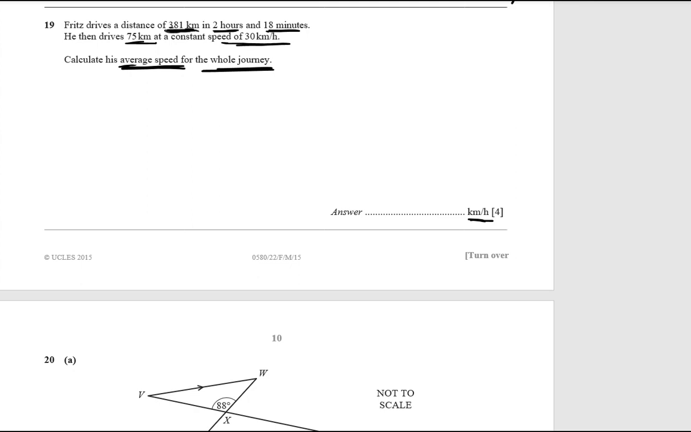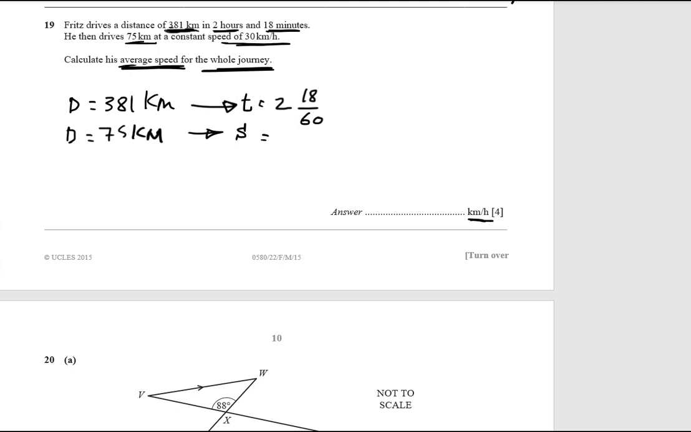So let us start to answer this question. Now, he drove the distance equal to 381 kilometers in time equal to 2 hours and 18 over 60, to divide it into hours. So 2 hours and 18 divided by 60 to transfer minutes into hours. Second part of the question, the distance is 75 kilometers. So the distance is given here. But instead of time, he gives us the speed. The speed is constant and it's 30 kilometers per hour.